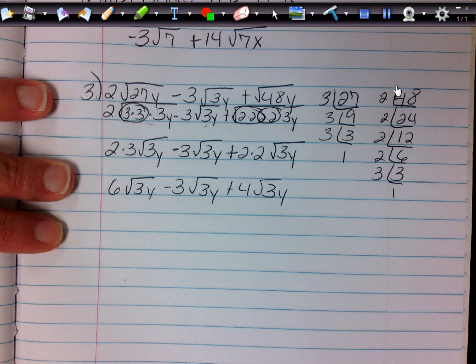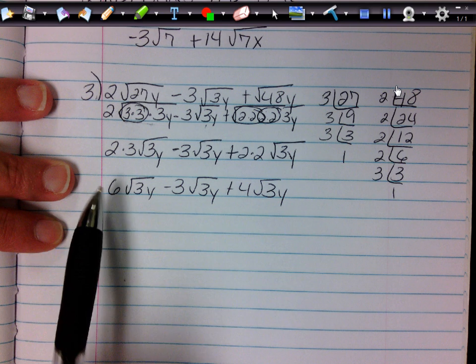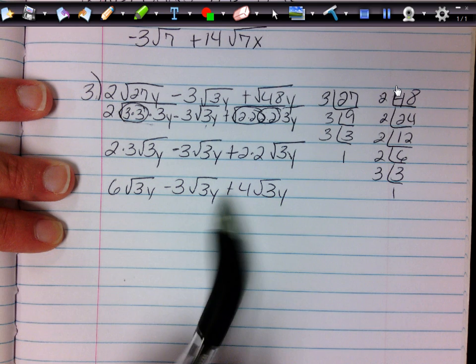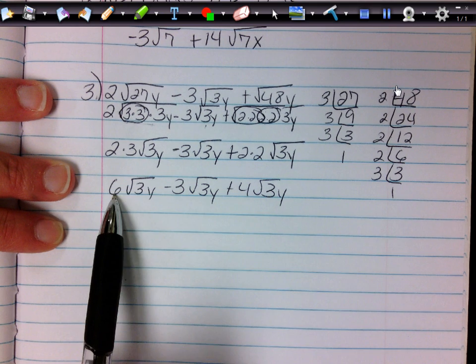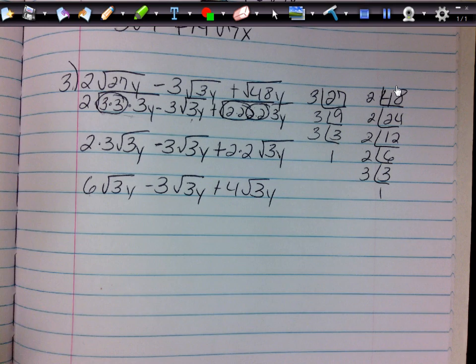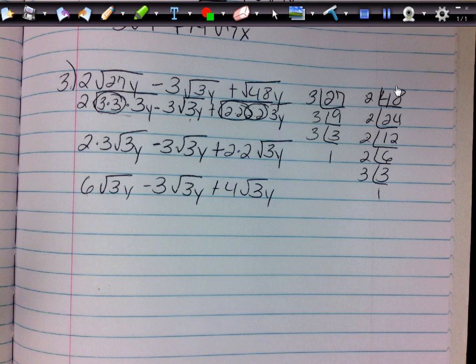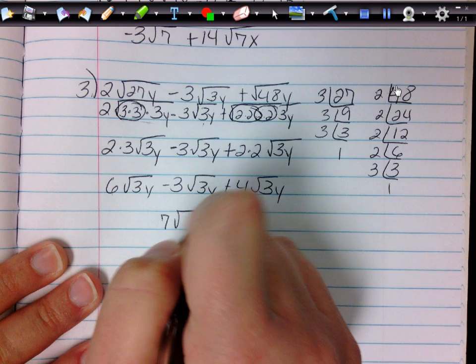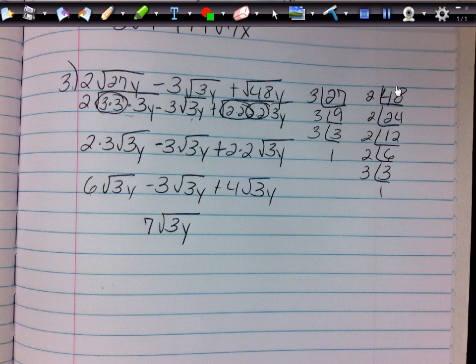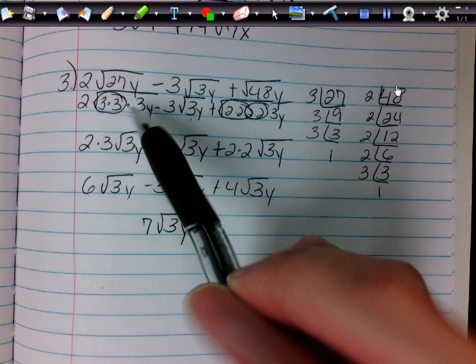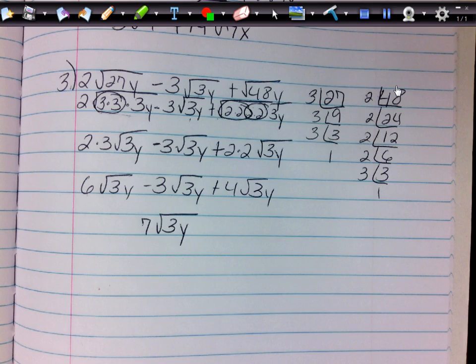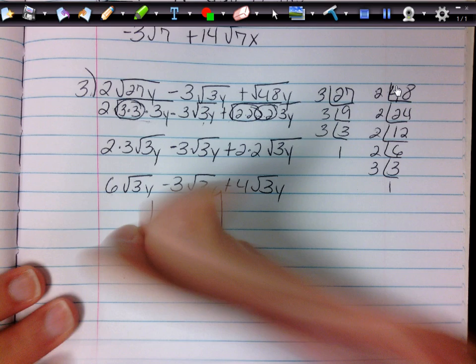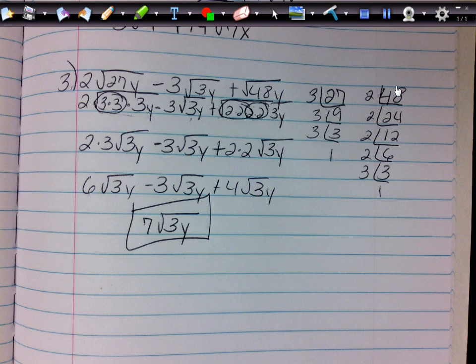So now they look just like the other two problems that I did after I get them simplified on their own. So I can go ahead and put these together because they're all square root of 3y. So I'm going to say 6 minus 3 plus 4, and that's going to give me 7. So my final answer is 7 square root of 3y, and the y stays underneath the radical because I didn't have a pair of y's anywhere. So that is my final answer. Please make sure that you have all of that work down before you move on.